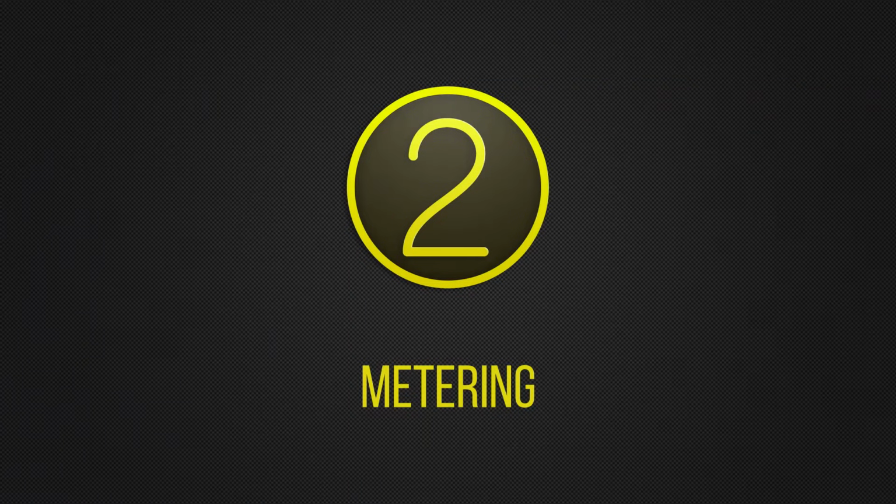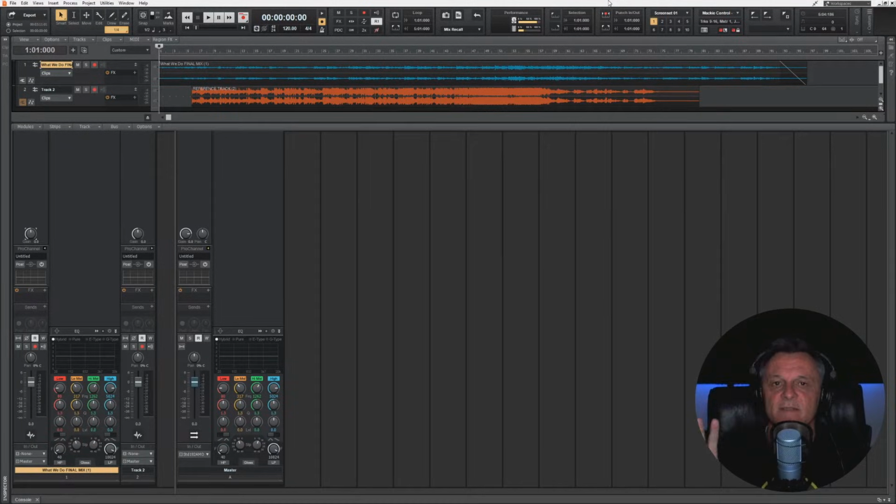So something really important to the process of mastering for me is metering. So I'm going to insert a metering plugin right at the end of the whole chain. I'm going to put it on the master bus, and I'm going to make sure that it's right at the end so that anything affecting the sound is coming before it.